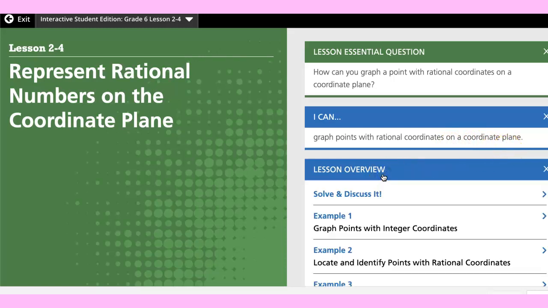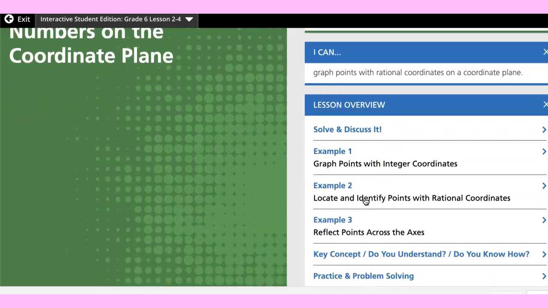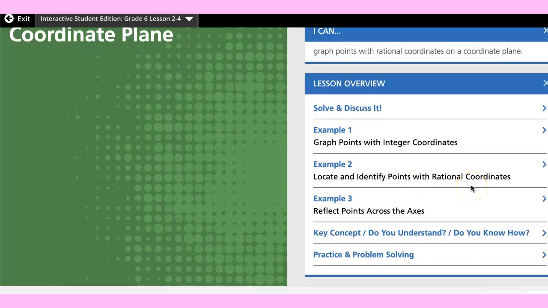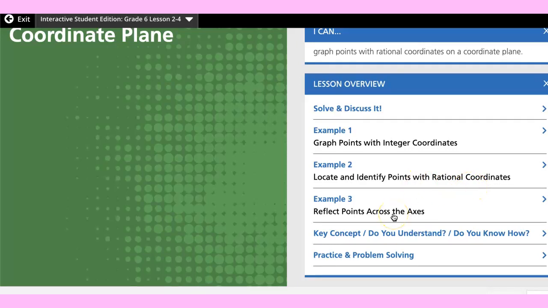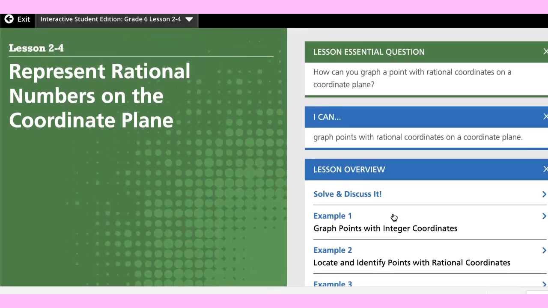And our lesson overview for this time is solve and discuss. We graph the points on coordinates, locate and identify points with rational coordinates, and reflect the points across the axis. So it's gonna be a long lesson, a little bit, but let's try how much we could do. Okay, so let's go.